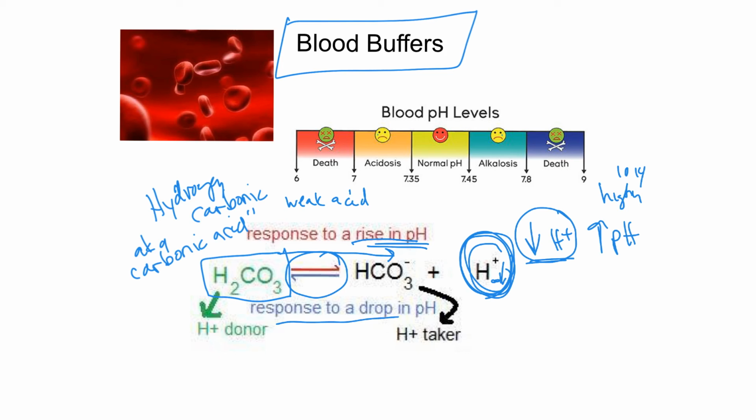If I have a drop in pH, so if the pH gets lower, that means I'm going to have more and more hydrogen proton. If the hydrogen proton goes up, if I start to have more and more and more of these, then it's going to shift the equilibrium this way, and it's going to create more carbonic acid, right? It's going to create more carbonic acid, which is going to take some of this out of the system and is going to equilibrate the pH towards a more neutral pH.